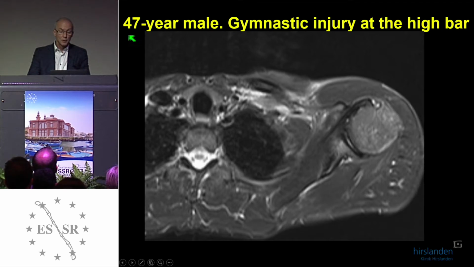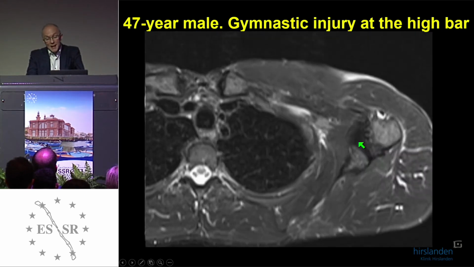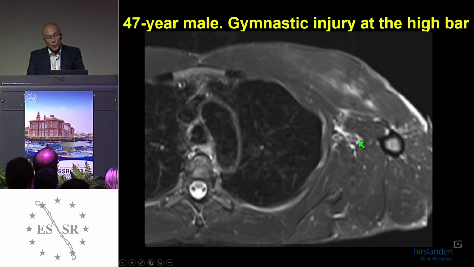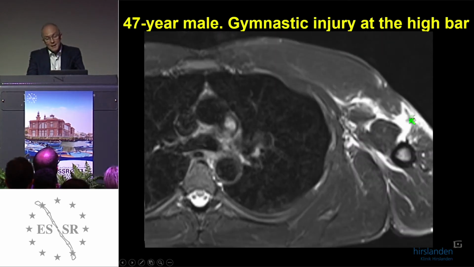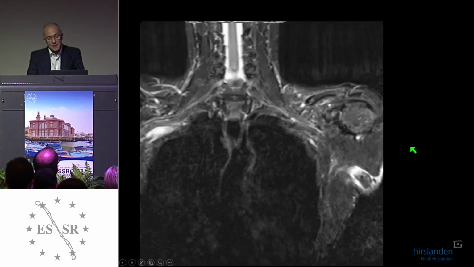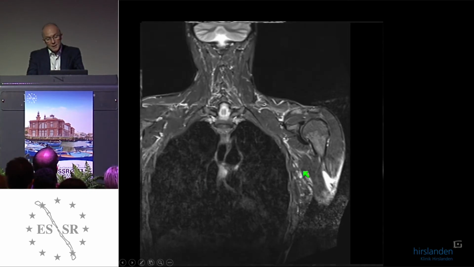So an older case, a 47-year-old male, gymnastic injury at the high bar, and the diagnosis in the initial report was hematoma, but not a tear. But you will see it's far more than only hematoma. Here it was a full tear, and this was also the clinical finding of the pectoralis major in this patient. And here this is the coronal view.